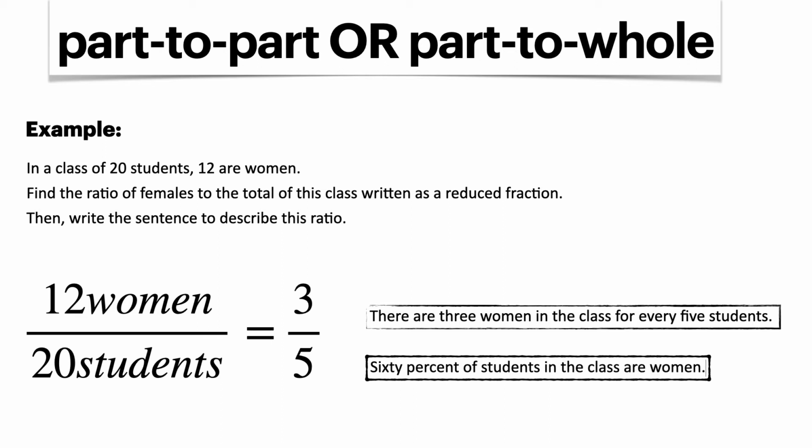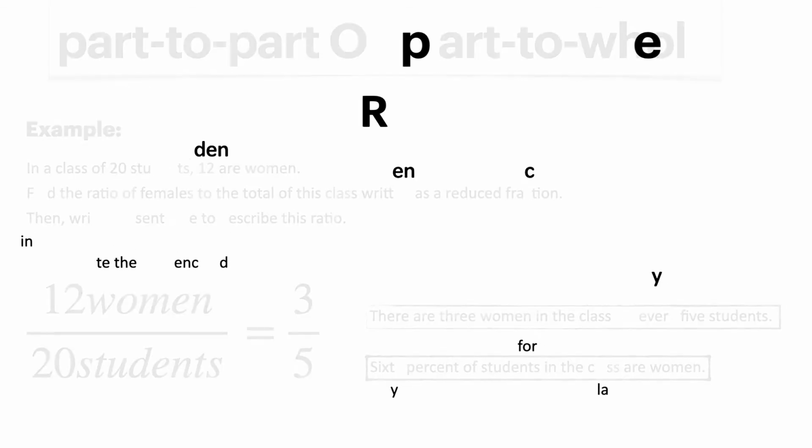60% of the students in the class are women. So if you look at 3 divided by 5, that's 0.6. We can move the decimal place 2 spots. That gives us 60%. So 60% of the students in this class are women.